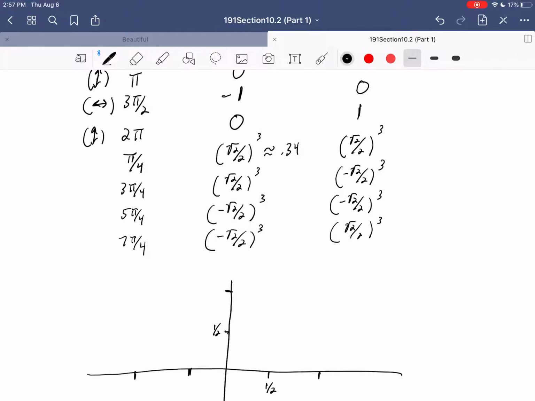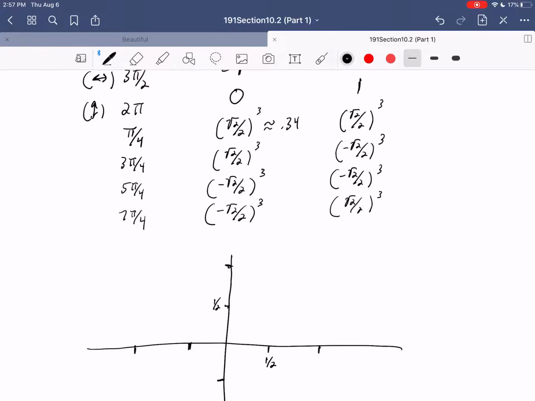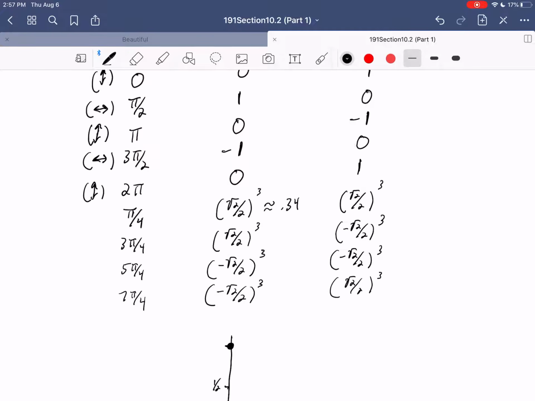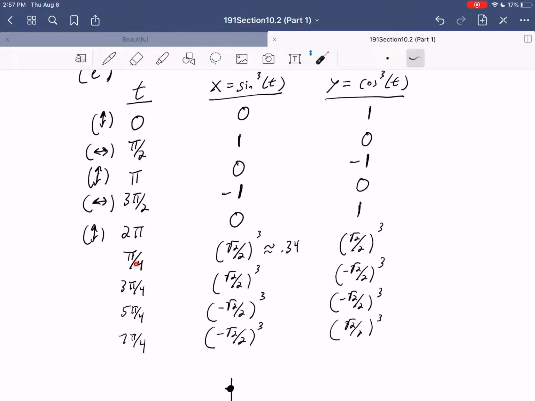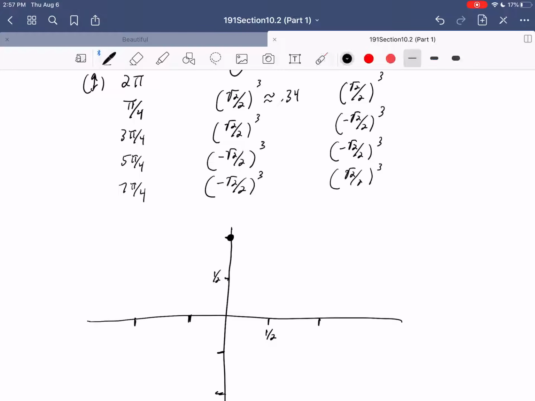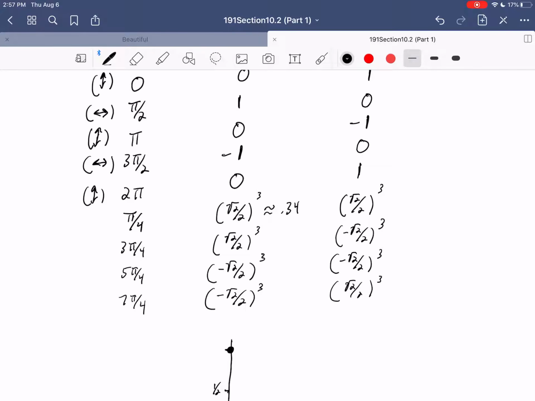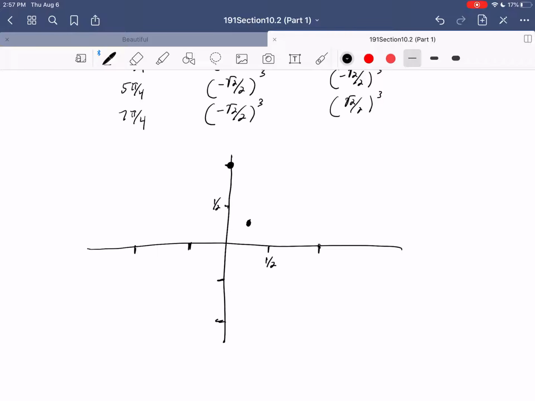So our first starting value, 0, 1, is up here. Then the next one would be at pi over 4, where it was about 0.34. So it looks like it would be right about there or so. And then that would be pi over 4. So the next one would be pi over 2, which would be 1, 0. So we'd get this point here.